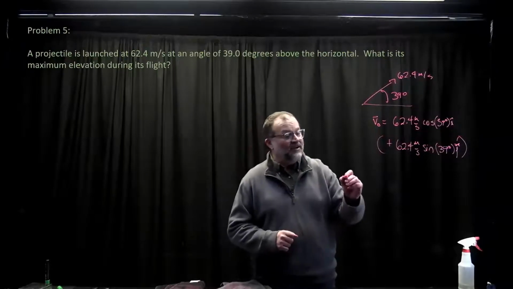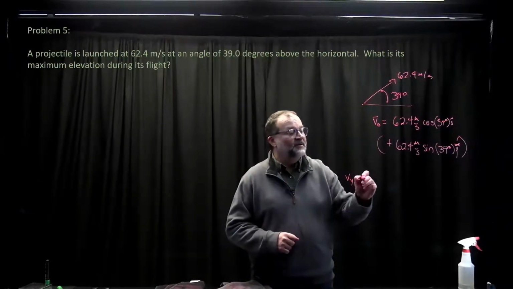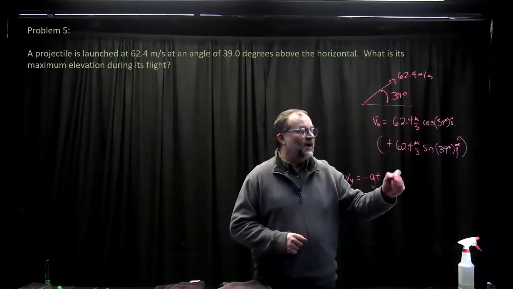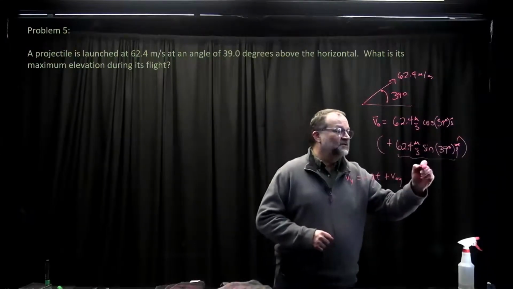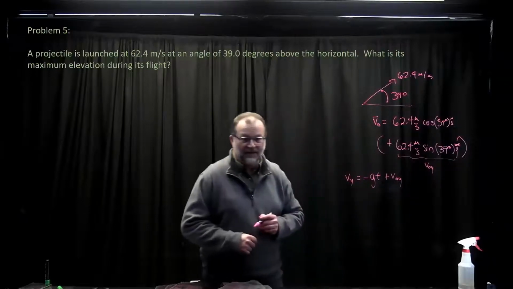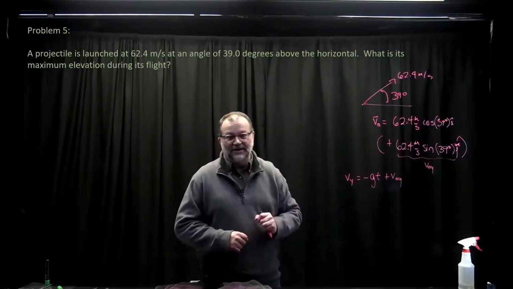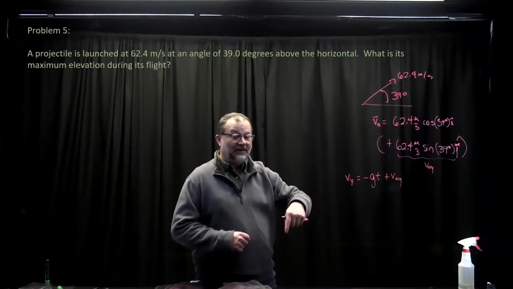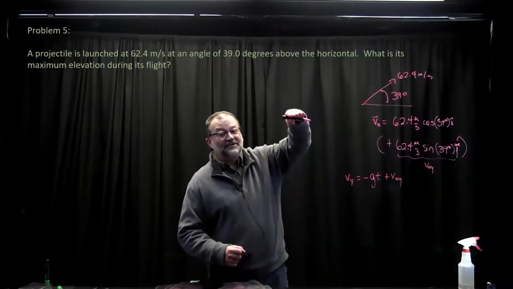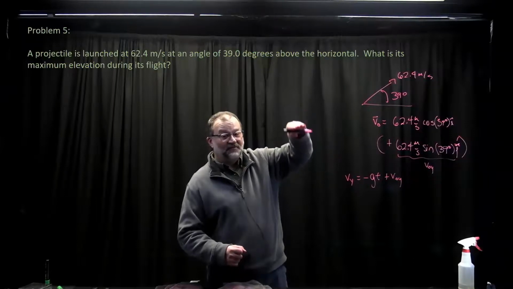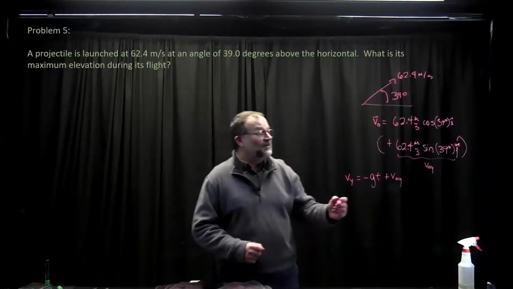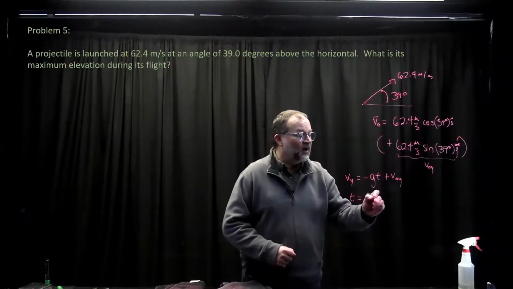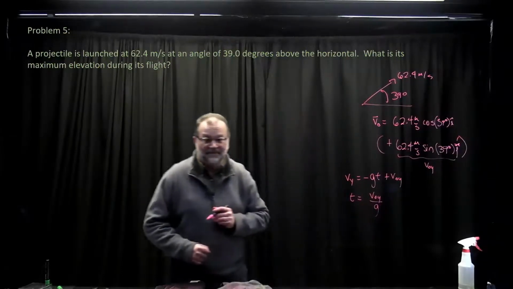Well, in y, we've got our velocity in y is minus g t plus v naught y. This, of course, is v naught y. What's Vy when it reaches its maximum elevation? Vy is 0 at that point because you come to a stop in the y direction before you start heading back down. And so we're looking for the time given by v naught y over g.